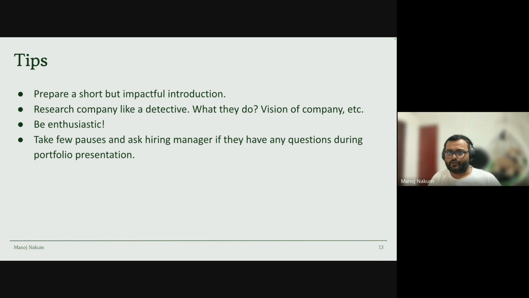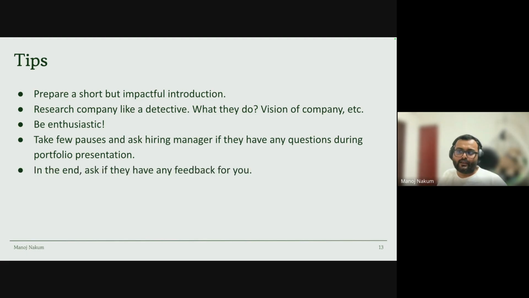When you are presenting the portfolio, don't go like a flight which goes from point A to B. Work like a train. At every stage, just take a small pause and ask, hey, do you have any question? If they say no, you can continue. That's fine. Sometimes the interviewer will say that if I have any question, I will ask you. In that case, you can continue. Make sure that you are giving them a chance to ask a question. And in the end, ask if they have any feedback for you.